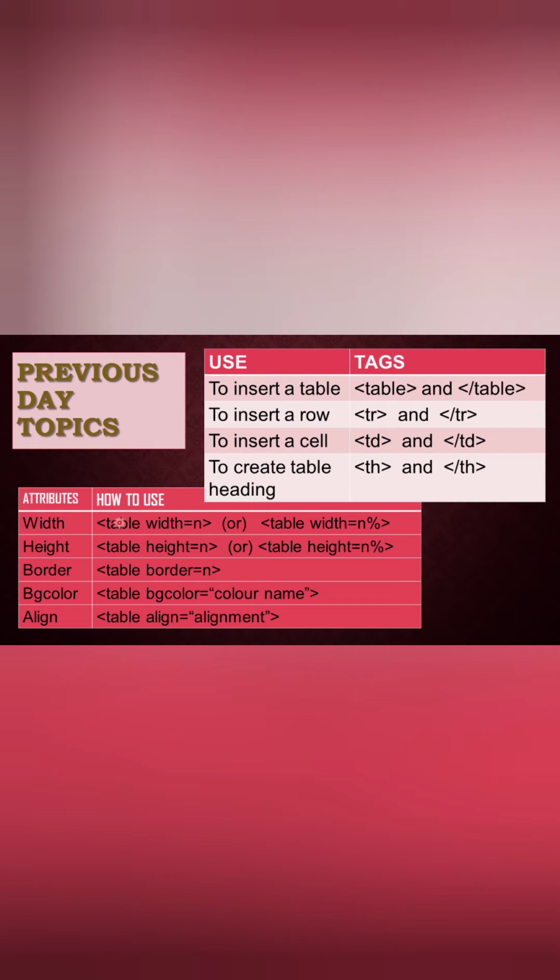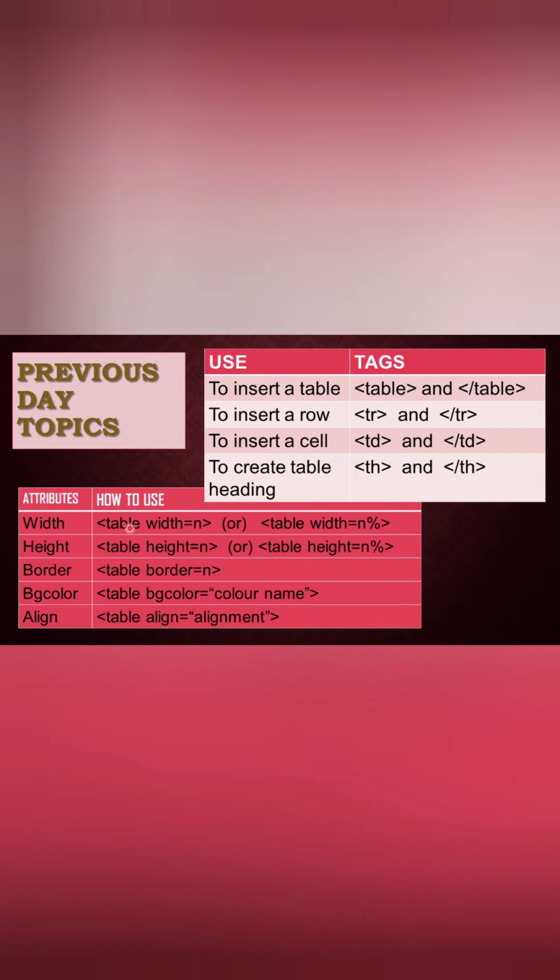these tags for creating a table in HTML. Then we learned we can use different attributes along with the table tag for making the table more beautiful. So these are all the attributes. The first one is width. If you want to set up a width for your table, you can use this width attribute along with the table tag. So this is the syntax for using the width attribute.